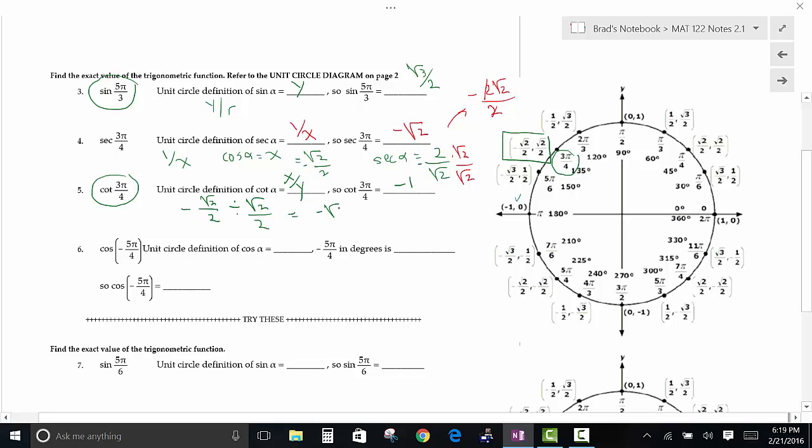I guess if you didn't see that, well, how do you divide fractions? You multiply by the reciprocal. Okay, so that would give negative 2 root 2 over 2 root 2. Everything cancels out, leaving you negative 1. So that's how you would do that.